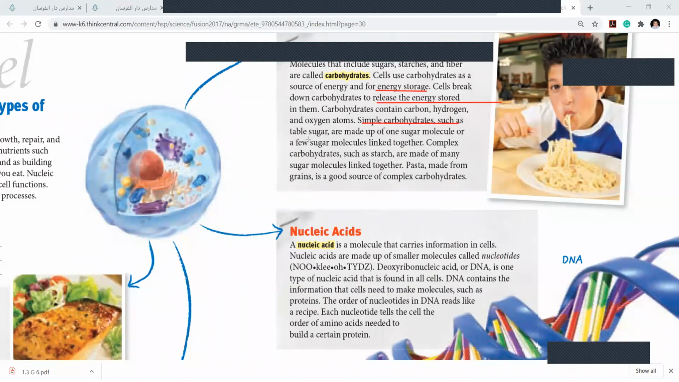Examples such as table sugar, what you eat, are made up of sugar molecules. Miss, what is the difference between sugar and salt? The sugar molecule contains carbon, hydrogen, and oxygen. Salt contains sodium and chlorine, sodium chloride. This is the main difference.